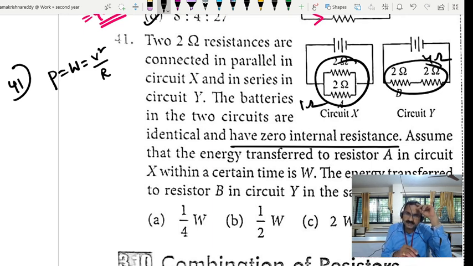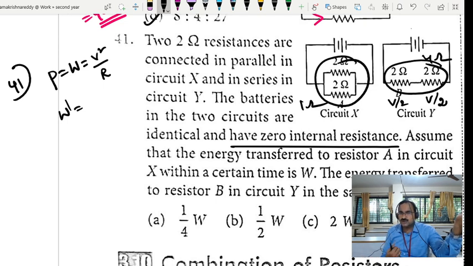Then what can we write? In the second case, we are taking some W dash, the energy transferred, power only. Now in the case of parallel combination, the potential difference will be divided. If V is given here, then across each one the potential difference is nothing but V by 2. Current will be same but potential difference will be different, you know that. Based on that knowledge only we are writing there.